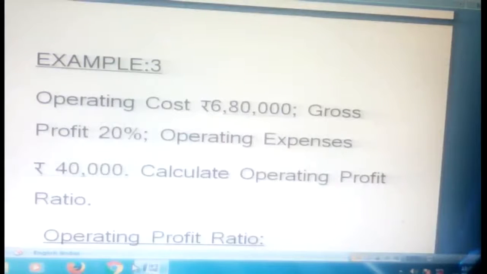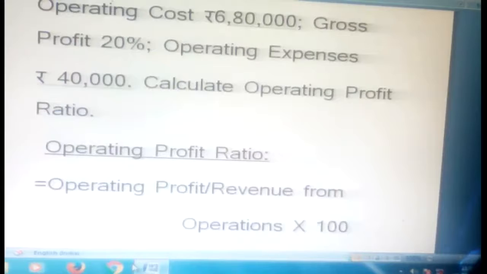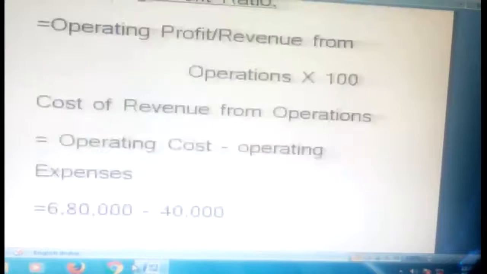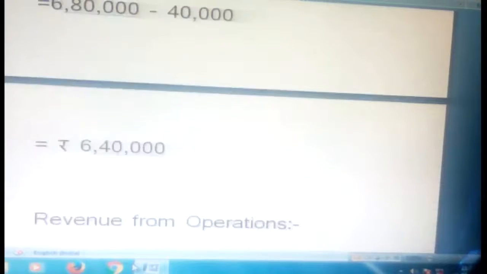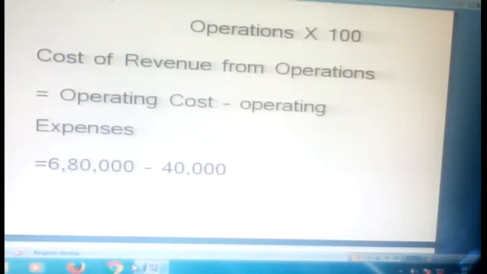Then the third one. Operating cost is 6,80,000, our gross profit is 20%, operating expenses 40,000. Calculate operating profit ratio. As you know the formula, operating profit divided by revenue from operations into 100. You first put the formula. Thereafter, they want to know the cost of revenue from operations. Here, again, you know already: operating cost minus operating expenses gives cost of revenue from operations. What is our operating cost? From the given, 6,80,000. What are our operating expenses? 40,000. You get 6,40,000. That's our cost of revenue from operations.